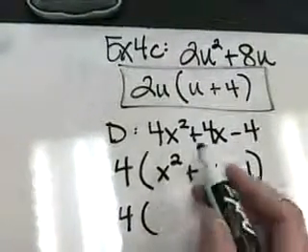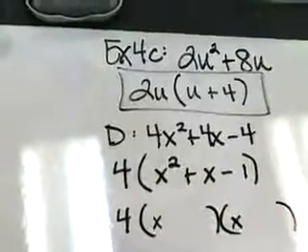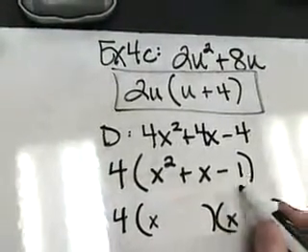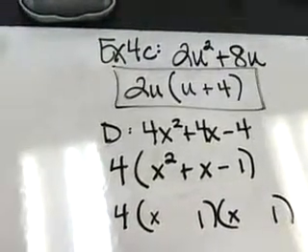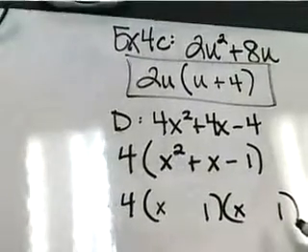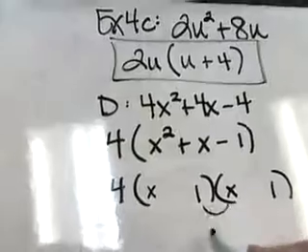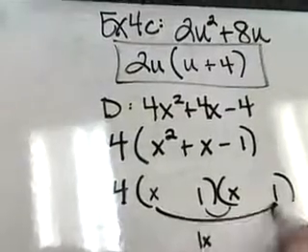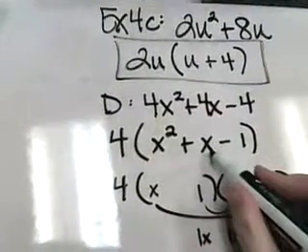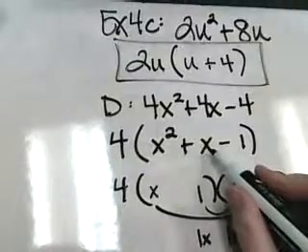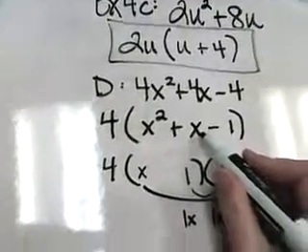Factors of x squared, x and x. Factors of 1, 1 and 1. There can be no other order, because if you switched them, it would still be 1 and 1. Let's do our check. 1x and 1x, you're trying to get to 1x. Yes, that should sound funny to you.